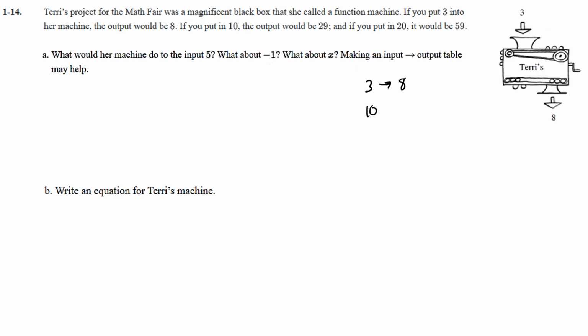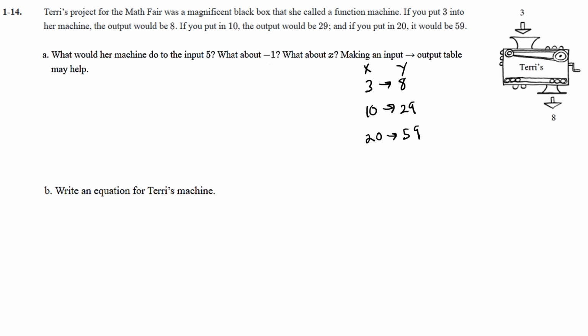Well, when you look at this, a 3 gives you an 8. A 10 gives you a 29. And a 20 gives you a 59. So it actually looks like if you take this x, you triple all the x's, and then you subtract 1, you get the corresponding y. Think about it. 3 tripled is 9, minus 1 is 8. 10 tripled is 30, minus 1 is 29. 20 tripled is 60, minus 1 is 59.